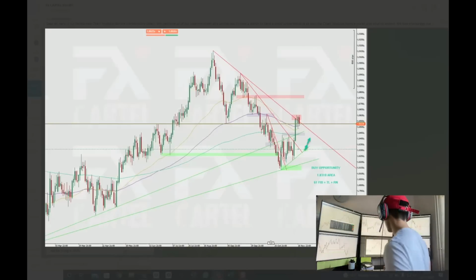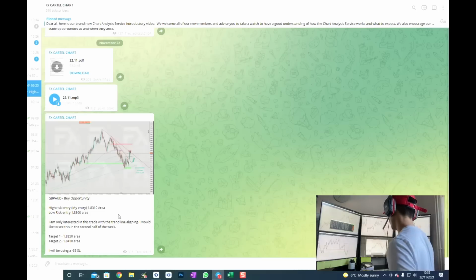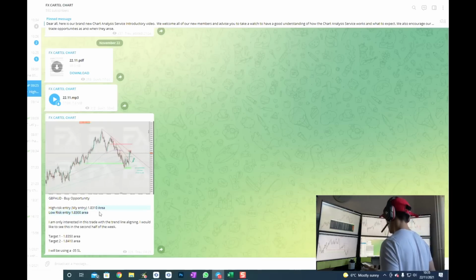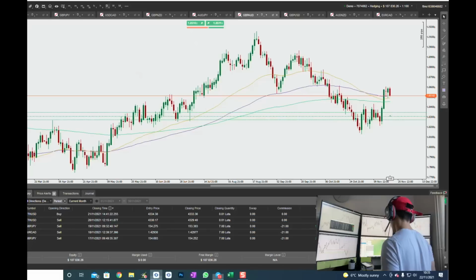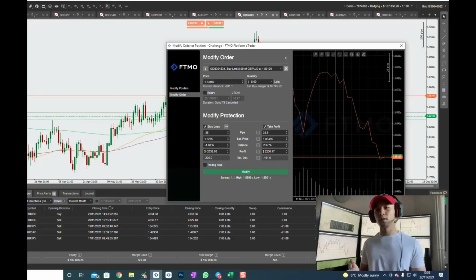So if price does break this area and we go lower, I'm prepared with a buy. Got enough confluences here as shown. So entry at 1.8310 and first target at 1.835. I already set that on the account. So 8 lots, I'm going to risk about 2%, which is standard.